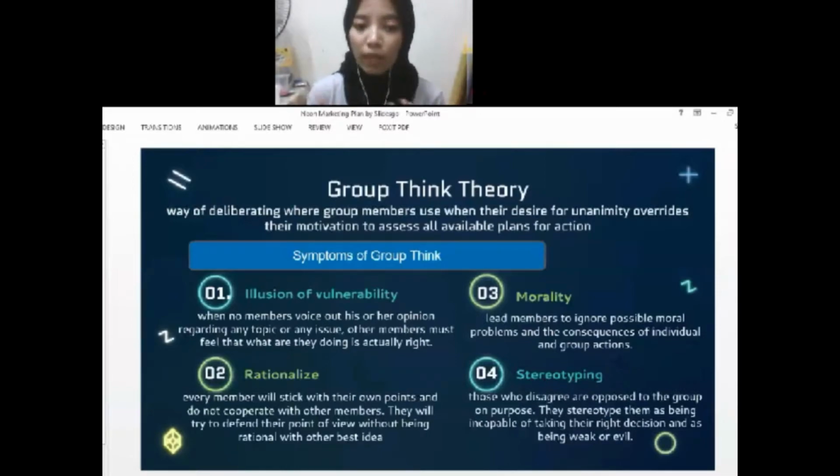Firstly is illusion of invulnerability, where no members will voice out their opinion, so they might think that what they are doing is right. Secondly is rationalization, where they will stick with their own point without evaluating others. Morality, it leads members to ignore possible moral problems and consequences of the group action. Next is stereotyping. Those who disagree are opposed to the group on purpose. They stereotype them as being incapable of taking their decision and as being weak or evil.